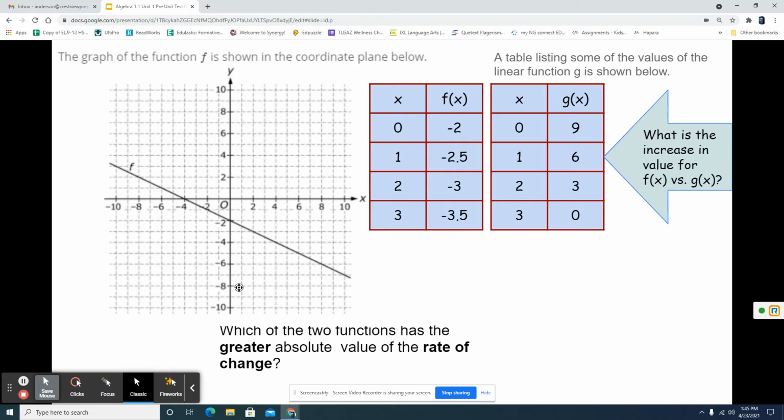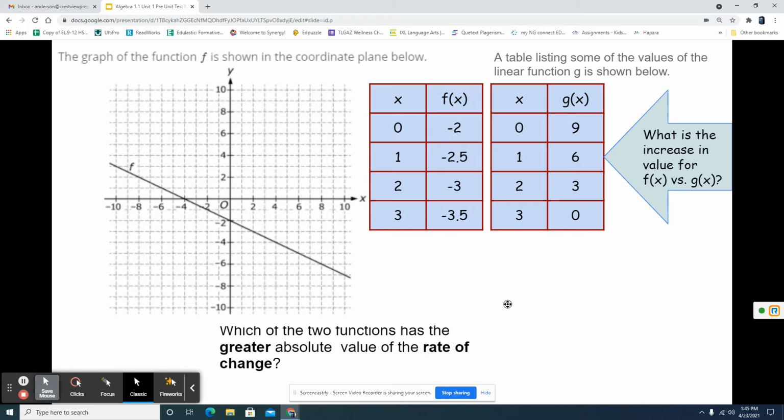The graph of the function f is shown in the coordinate plane below. Here's our coordinate plane. Here's our function f. A table listing some of the values of another linear function g is shown. So here you have a graph and you have a table. To make this easier to see, I just took this function from this graph and I put it in a table so it's side by side. Our question is, which of the two functions, f from the graph or g from the table, has the greater absolute value of the rate of change?